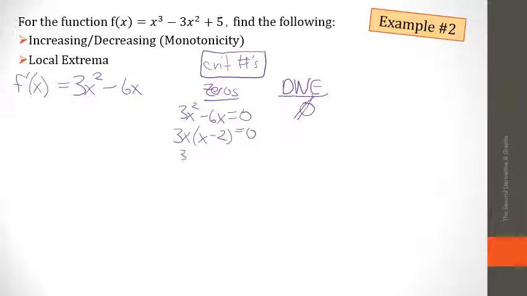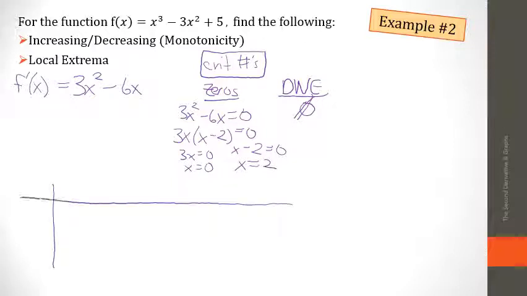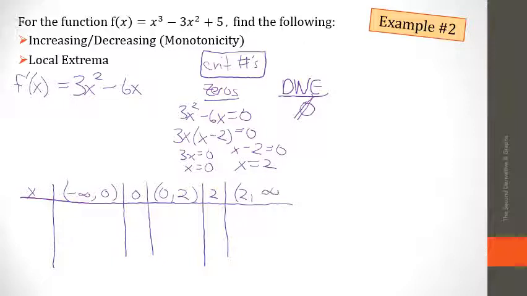We get 3x equals 0 and x minus 2 equals 0, so x equals 0 and x equals 2. Those are our interval numbers. We cut the number line at 0 and 2: negative infinity to 0, at 0, between 0 and 2, at 2, and then from 2 to infinity. Then we look at the first derivative and the original function.